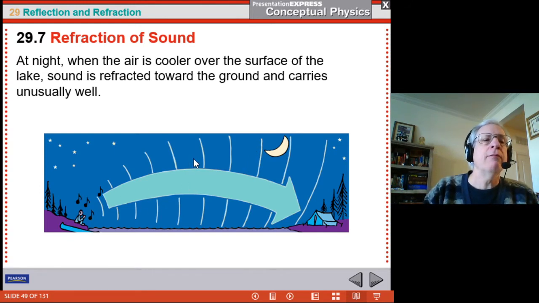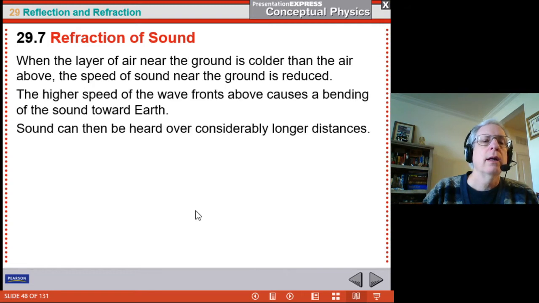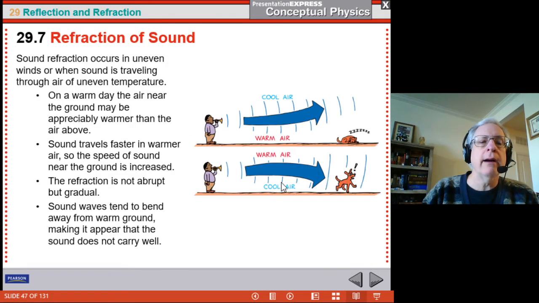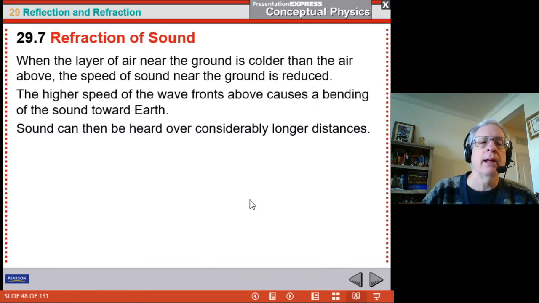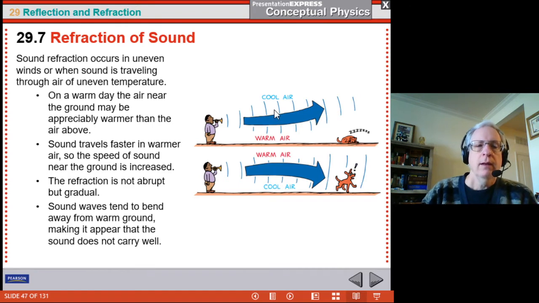But since the air is cooler over the surface of the lake, here it's cold and here it's warm. The description isn't good, but you get cool air above the lake because the lake is cool. And if the air is warm and the lake is cool, when that happens, you can actually hear sound over a lake. But I think this is the better showing. It'll bend towards the cool air wherever that cool air is.